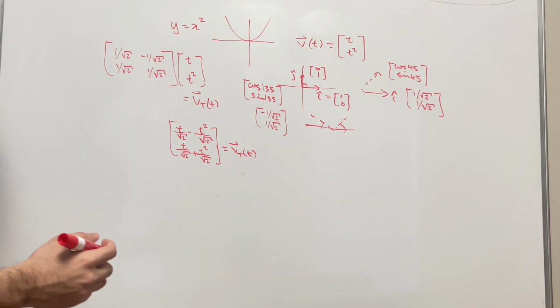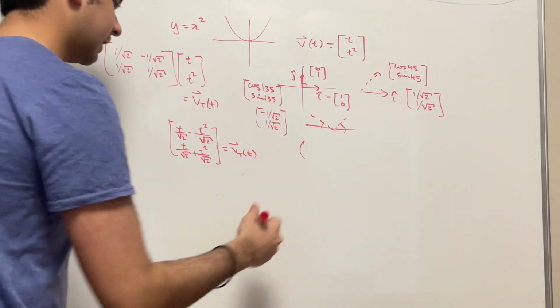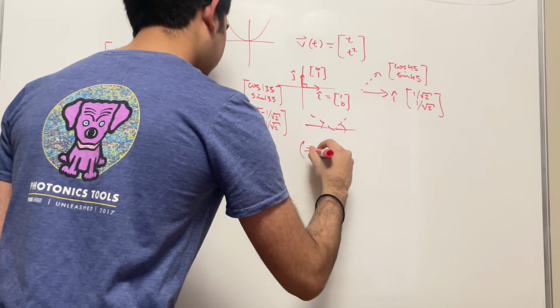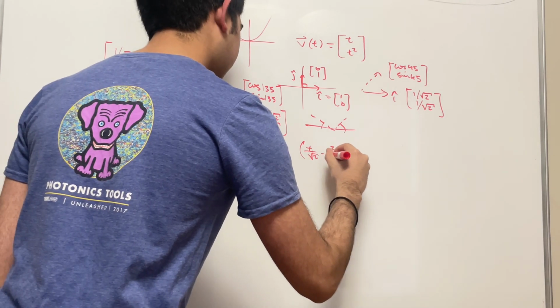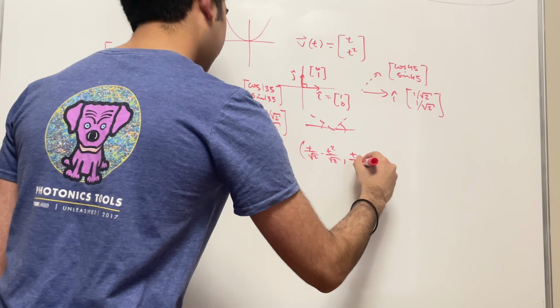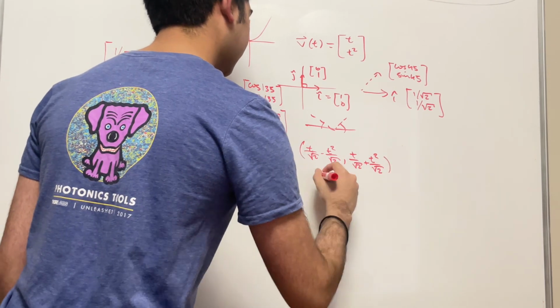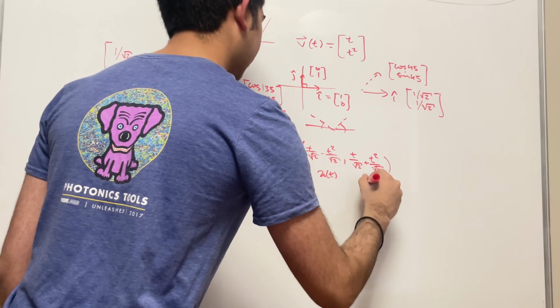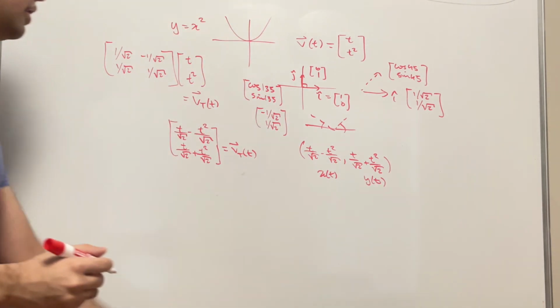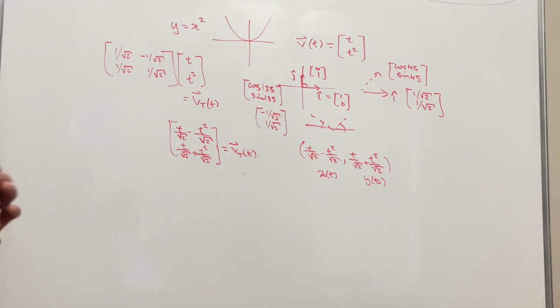Now, if you want to plot this on Desmos, we can just rewrite this parametrically. You can rewrite this as t over root 2 minus t squared over root 2, comma, t over root 2 plus t squared over root 2. This is just x of t, this is y of t. You know the drill. So we can rewrite this parametrically and plug this into Desmos. So we should see a very nice rotated parabola, rotated positive 45 degrees.